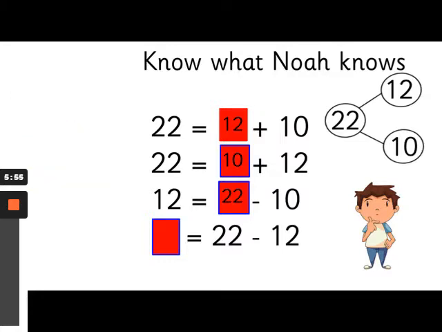The answer is 22. Well done. 12 equals 22, subtract 10. Remember that when we subtract, the first number always has to be greater than the second number. And the last number sentence is something equals 22, subtract 12.